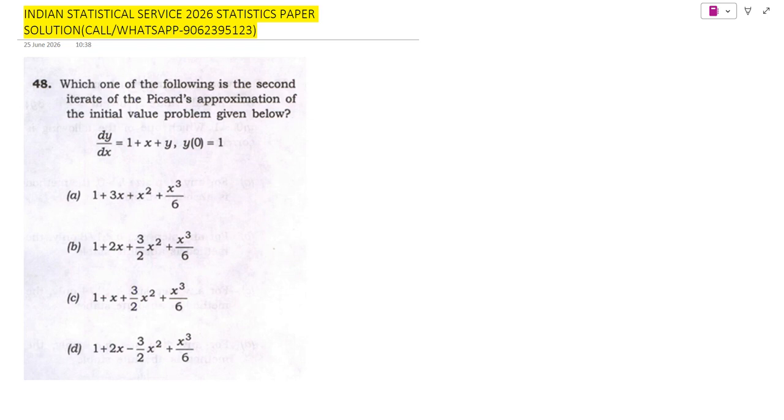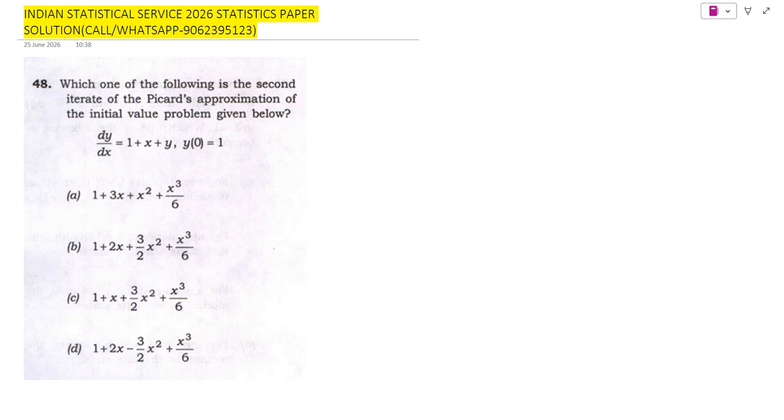Before we look at the math, remember that the ISS is a premier civil service examination conducted by the UPSC, and it recruits the top tier mathematical minds to steer the nation's data policy, economic planning, and statistical monitoring. In the ISS statistics papers, examiners love testing your foundational understanding of numerical methods and differential equations. They look for accuracy under time pressure. Now, let's read the question, then we will discuss it.